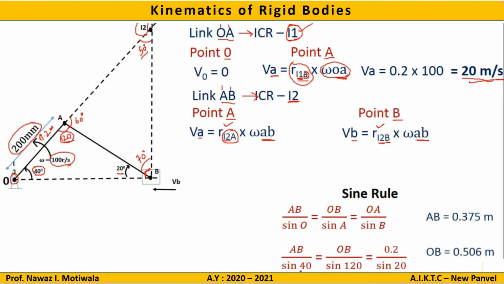Sine of O, the angle I already know is 40 degrees. Sine of A, the angle I already know is 120 degrees. Sine of B is sine of 20 degrees. And this OA was already given to me in the question as 0.2 meters. So just cross multiplying, I will get the answers for AB as 0.375 and OB as 0.506 meters. We are not interested in OB. We were interested in finding any one side of this triangle. So we have achieved the target that we have found this side of this particular triangle.